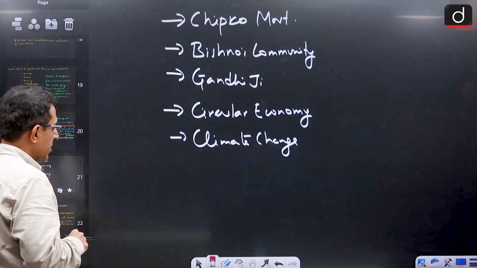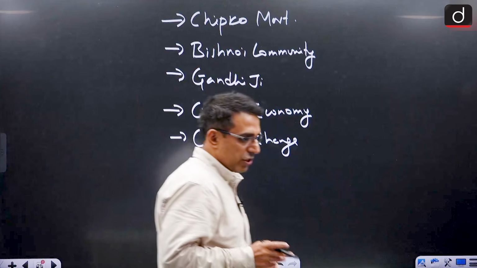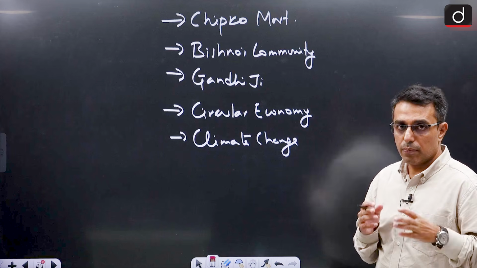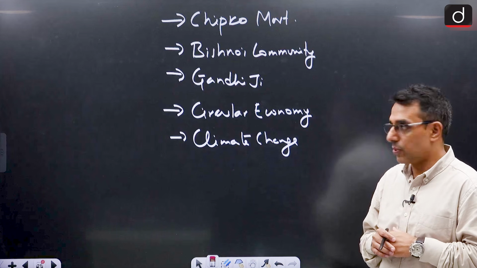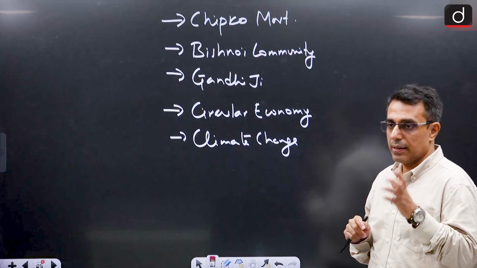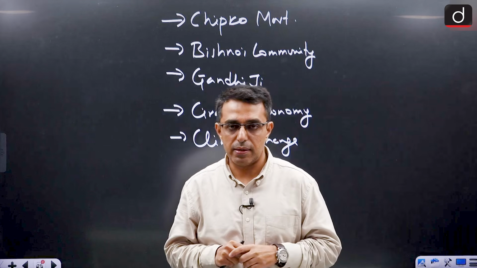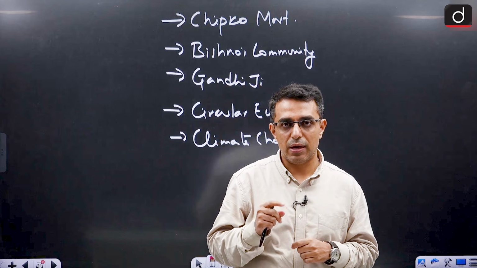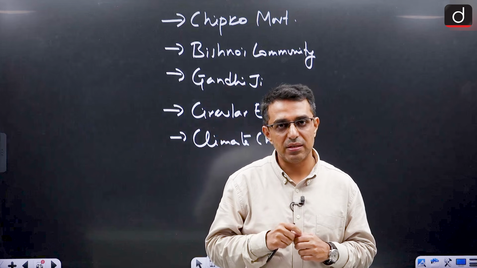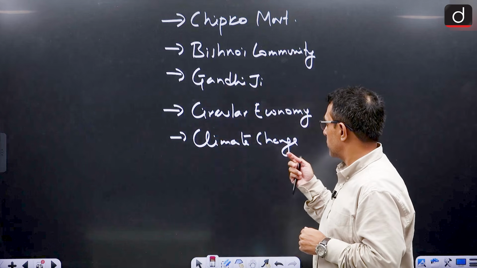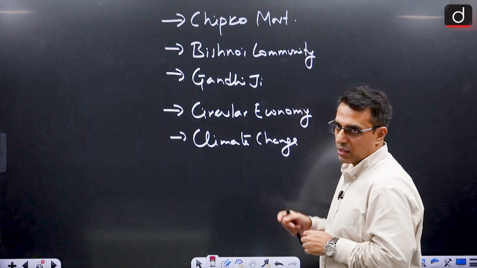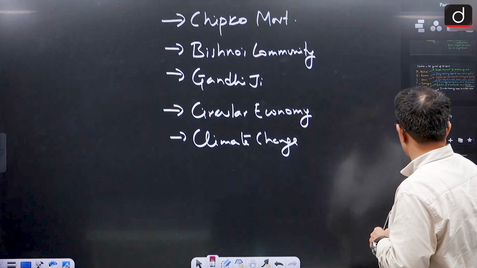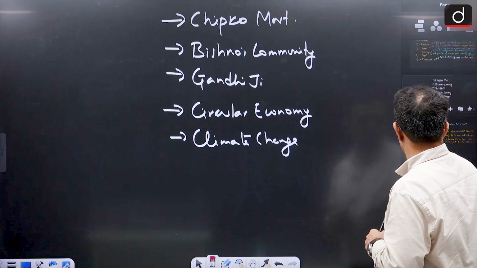Right, some examples which we can use in this topic, because it's about nature. Maybe the Chipko movement, then the Bishnoi community's love for nature and its protection. Gandhiji and his famous quote that the earth has enough for everybody's needs, but not enough for any person's greed. So that quotation can be used. Then a circular economy example we can use. We can also talk about climate change in this topic. But again, this will not be the first choice essay to be written about.